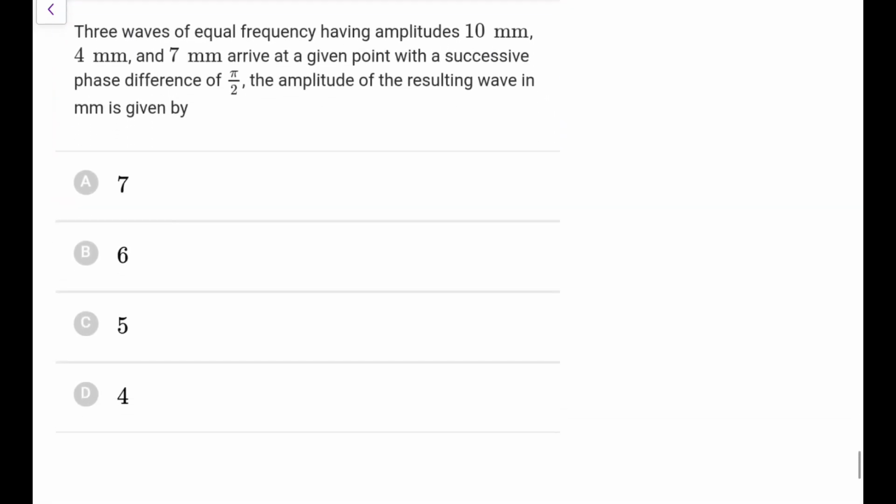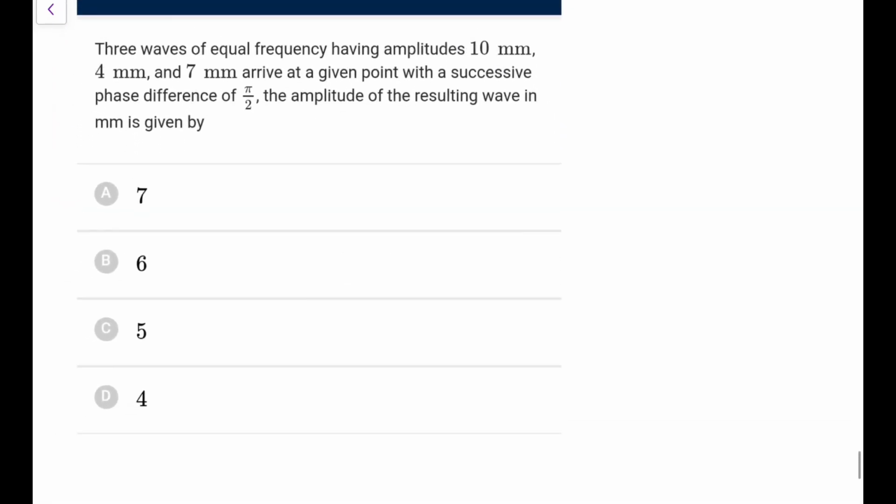Next, 3 waves of equal frequency having amplitude 10 mm, 4 mm, 7 mm arrive at a given point with a successive phase difference of pi by 2. The amplitude of the resulting wave, you will first write it as 10 mm. This is A1. Second one arrives with a phase difference of pi by 2. This is 4 mm. This is A2 I can write, and third one is 7 mm, like this.